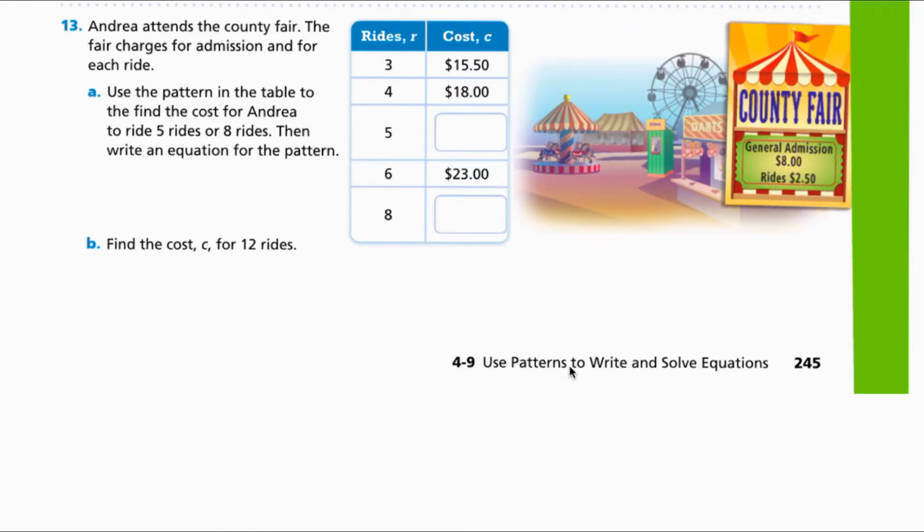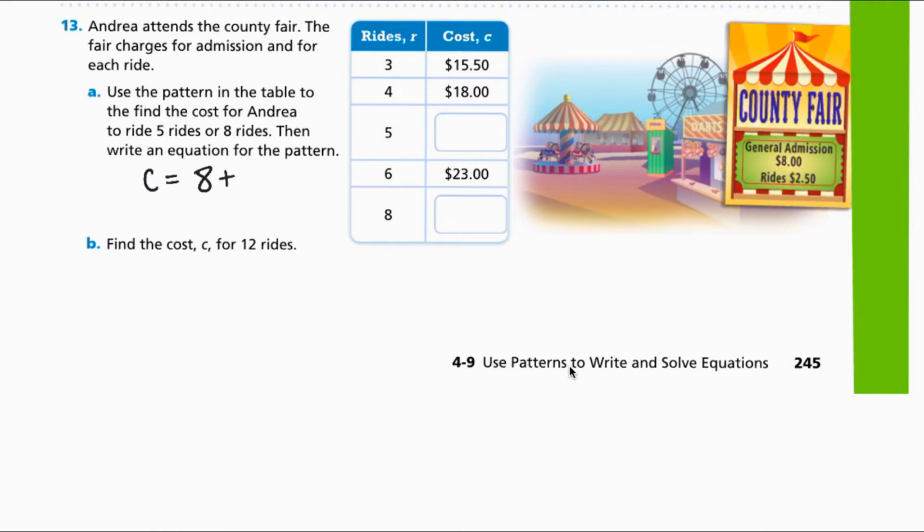So before I can even start looking at this table here, I want to think about what they gave me over here. I know the cost. If I want to find out the cost, that's unknown. I know I need to pay $8 to get in, no matter what, right? If I want to walk into that fair, I need to pay $8.